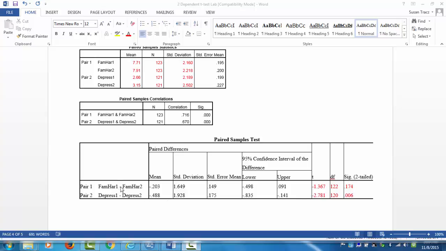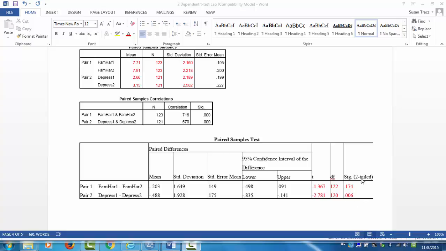Now in the case of family harmony, it really didn't matter because we were doing a two-tailed test. We just wanted to know if it was different. And then we're going to refer back to the means. Okay, but here our result is that there's an increase in depression even though our T is a negative 2.781, degrees of freedom 120, and our two-tailed significance is 0.006.